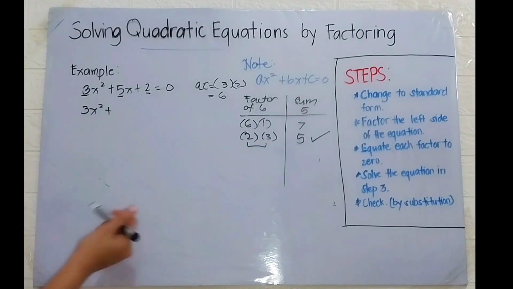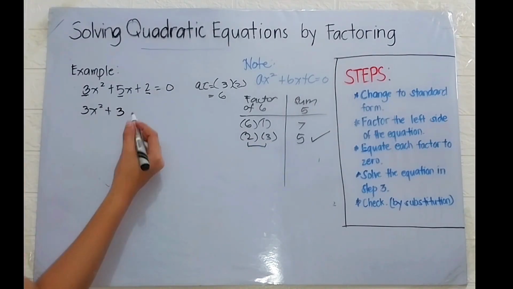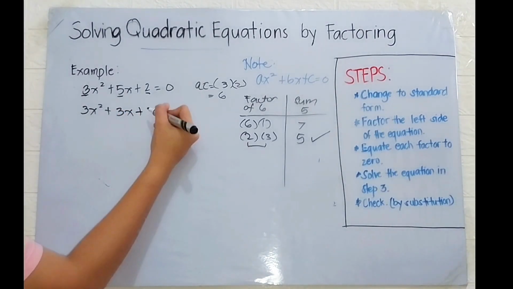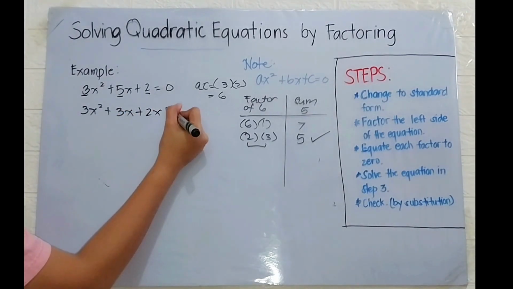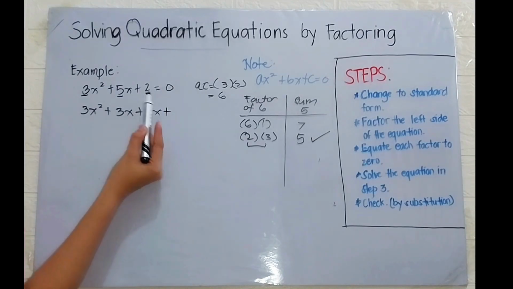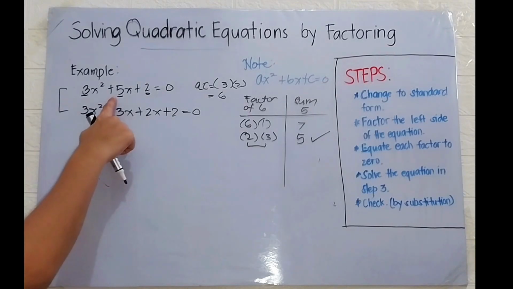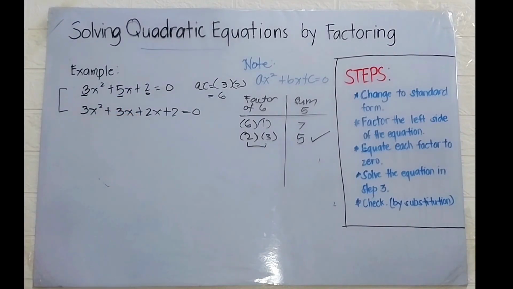Partner 3 by 3x squared, so 3. You need to put the x, okay? And then, plus, copy the 2, again, put x, plus, the last term which is the 2 is equals to 0. Nabago ba yung given natin? Hindi. We express 5x as the sum 3x and 2x.